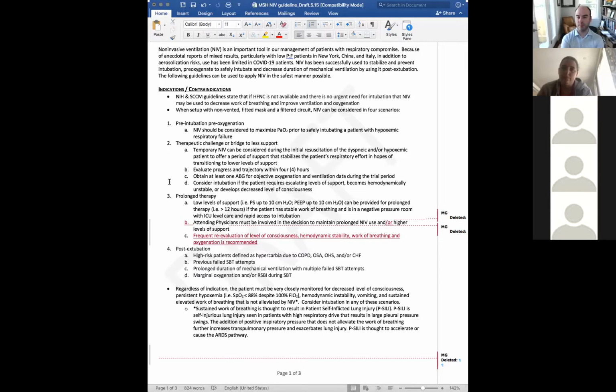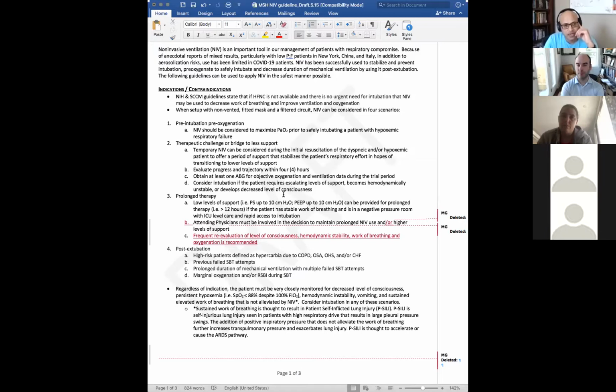And allow them to de-escalate to something like a non-rebreather. So kind of this therapeutic challenge for a couple of hours. And then I think the most controversial amongst the committee that's working on this is this prolonged therapy, and that is keeping people on non-invasive for a longer period of time.